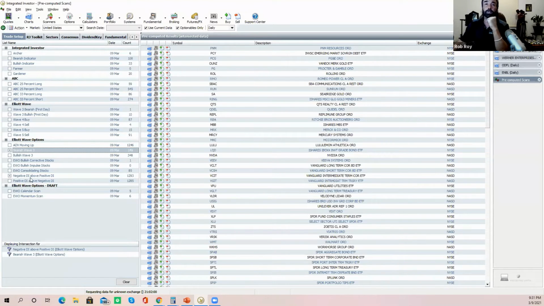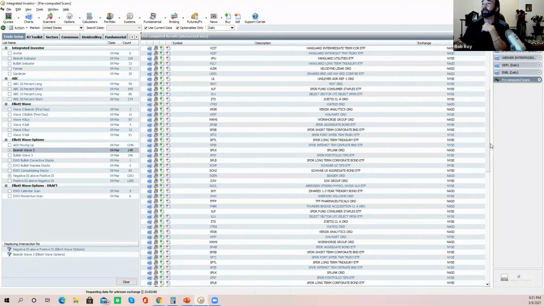So if you're interested at this point in time in trading bearish trades, you put an X here in the negative DI above the positive in the bearish wave 3, and then you can see, wow, there's a lot.